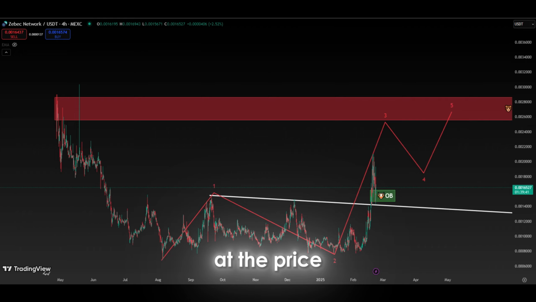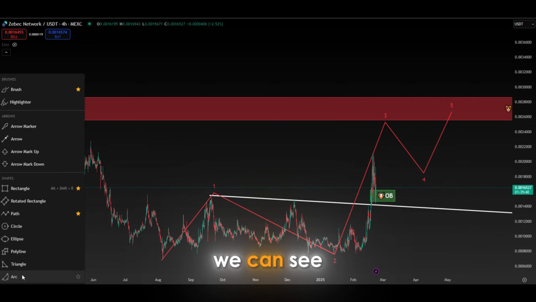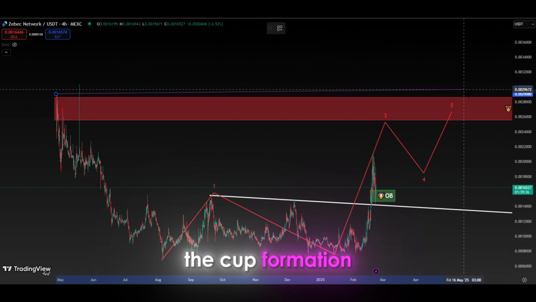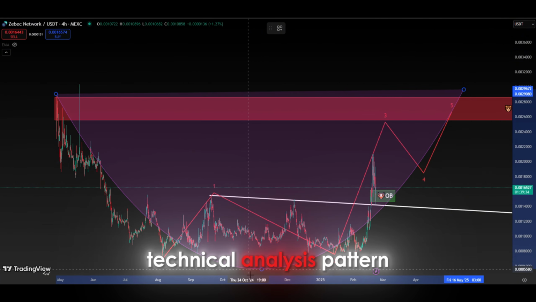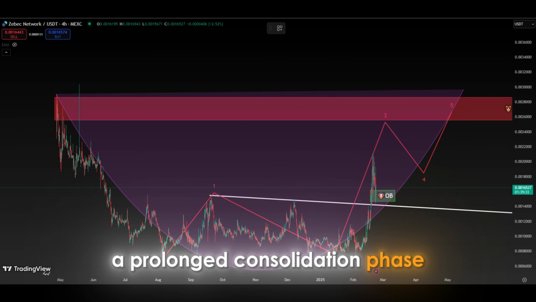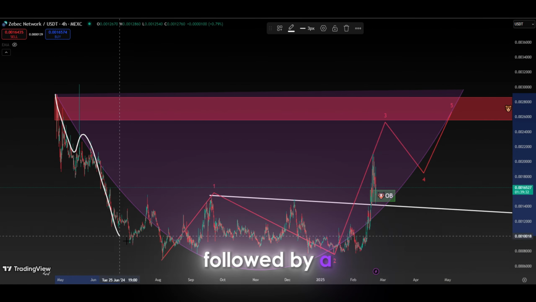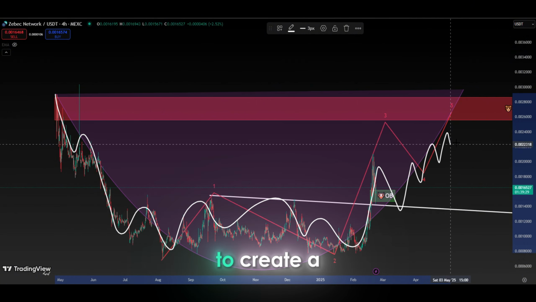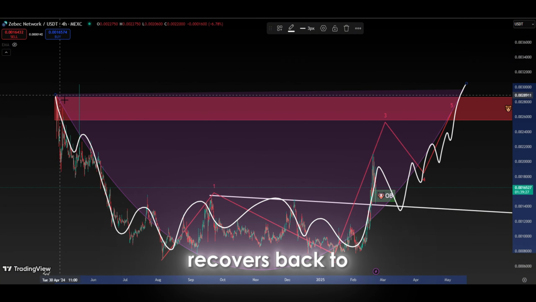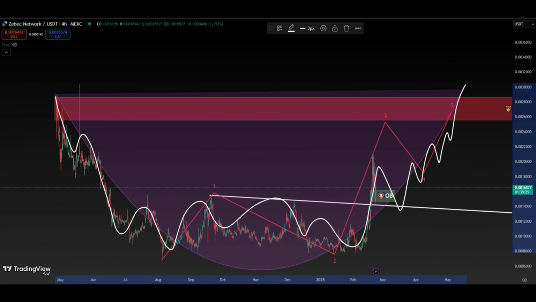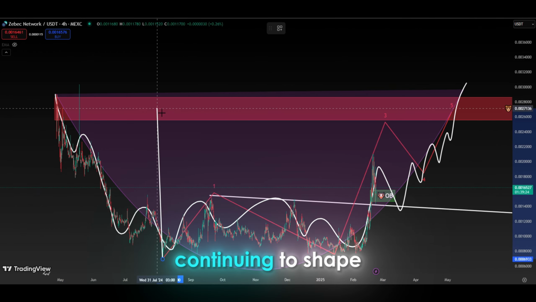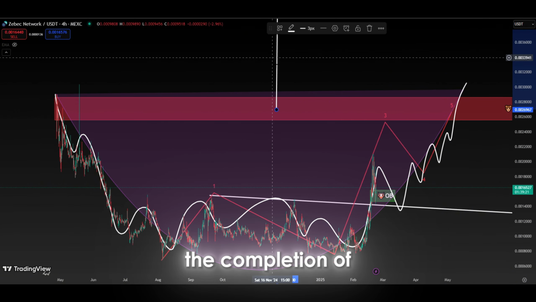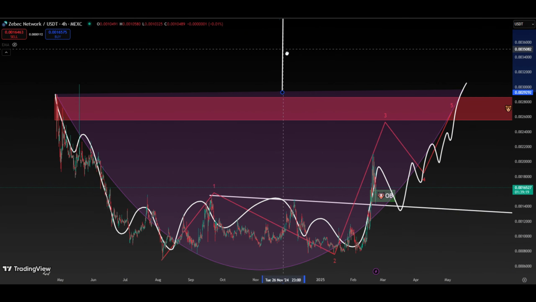When we look at the price from a broader perspective, we can see that it is currently attempting to complete a large cup formation. The cup formation is a classic technical analysis pattern that typically indicates a prolonged consolidation phase followed by a strong upward trend. This type of pattern forms when the price declines to create a deep bottom and then gradually recovers back to its initial level. At this moment, the price is continuing to shape the right side of the cup, and if the uptrend strengthens, the completion of the formation may become possible.